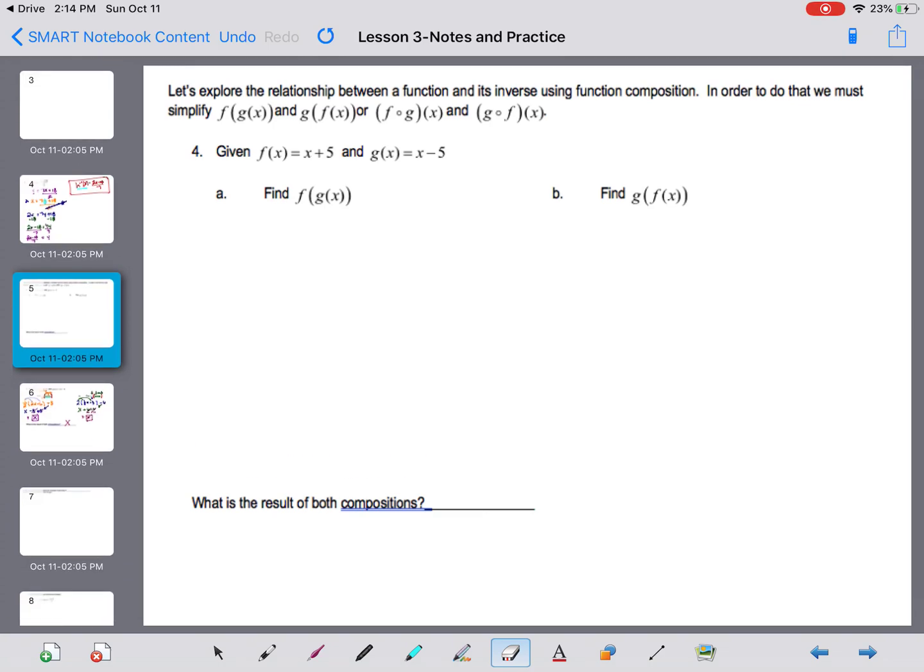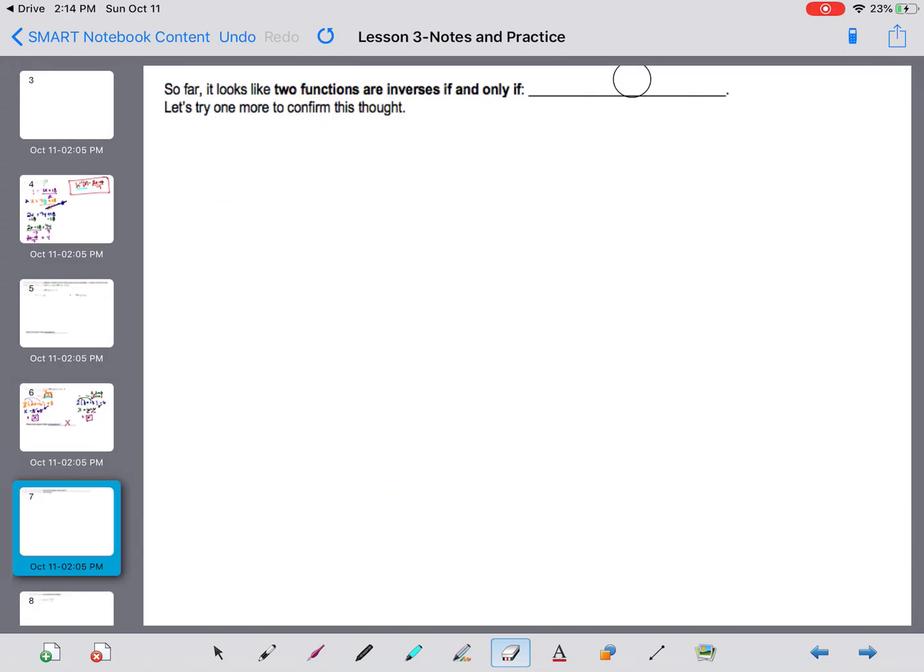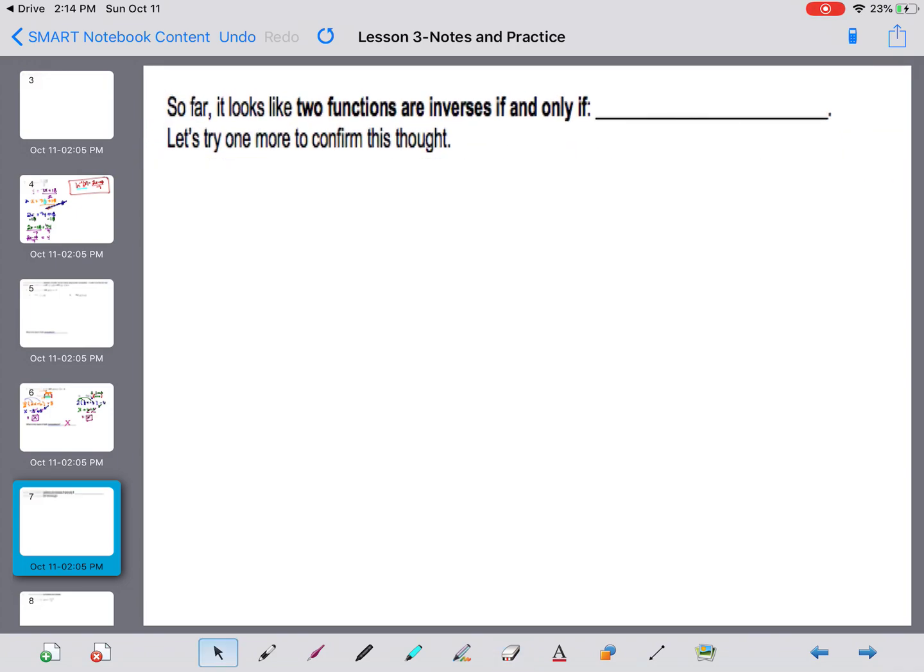Oh, wrong one, sorry. So far, it looks like two functions are inverses if and only if f of g of x is equal to g of f of x. Meaning if you take one function and plug it into the other, you should get x as an answer, and then flip-flop it. So if we take the second function and plug it into the first function, we should get the same result as taking the first function and plugging it into the second function.